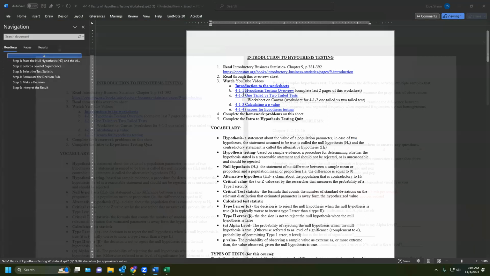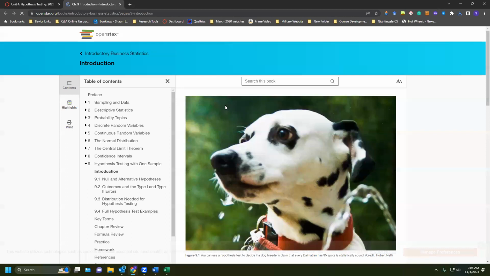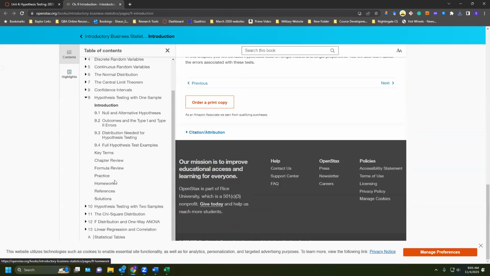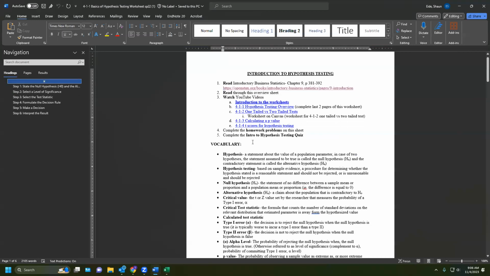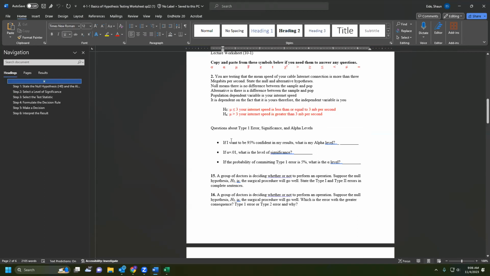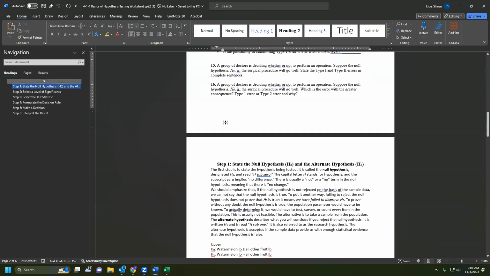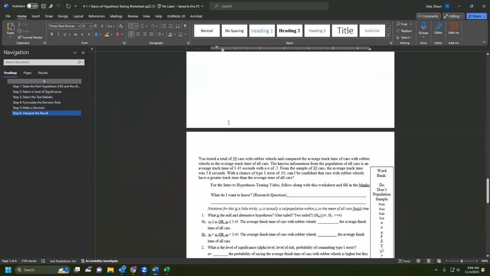Right here, you'll notice it's got some good information on how to access the OpenStax textbook. If you click on this, you can look through the introduction with null and alternative hypothesis. This is all really great information. There's videos that you can look at in here, but right now I'm updating some of those videos, so I'll update those links as I make these. The different videos go through what alpha is, so on and so forth. And as you read through this worksheet, you'll see a lot of the information.